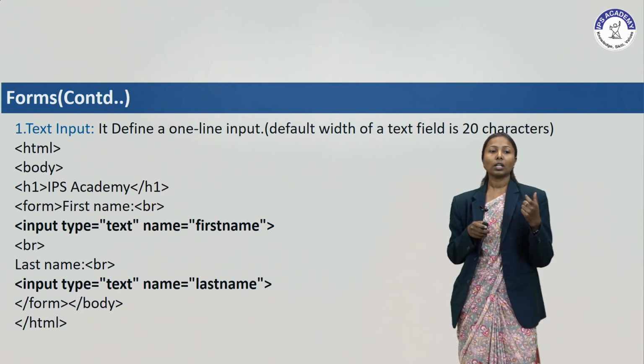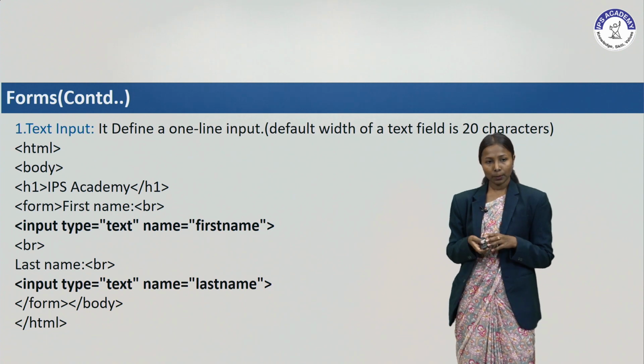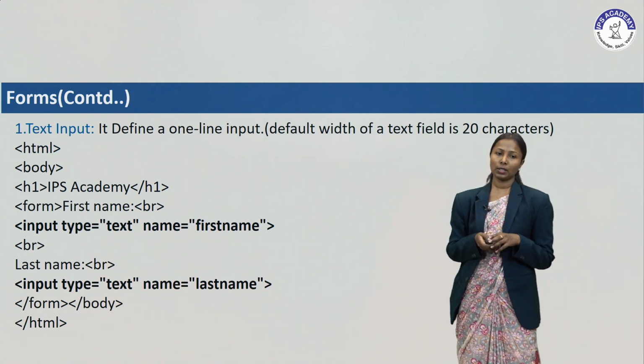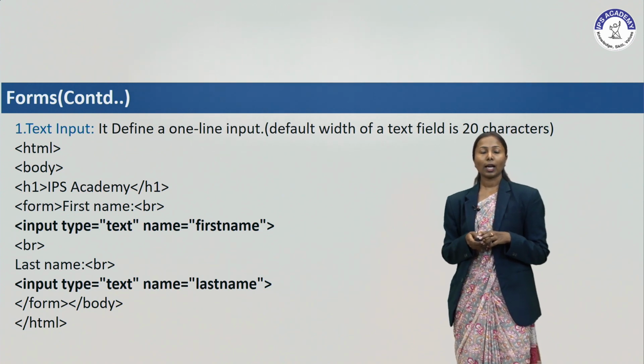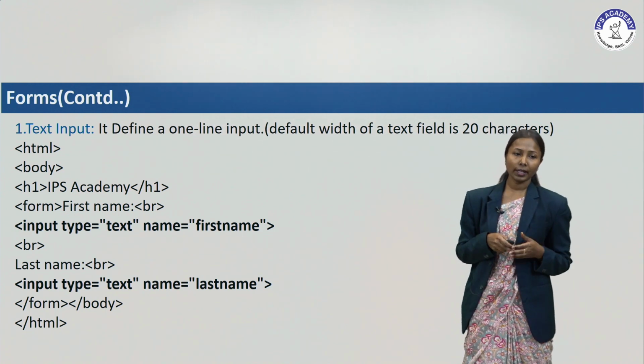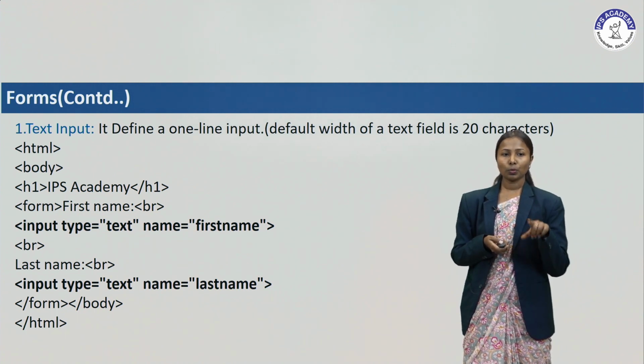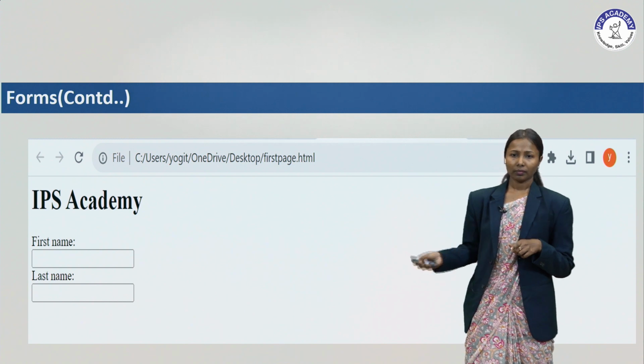Okay, and for the last name I am creating another input field. For that I am also using input type is equal to text, name is equal to last name, and after that I am closing the form tag, the body tag and the html tag. So this program will show you this output.